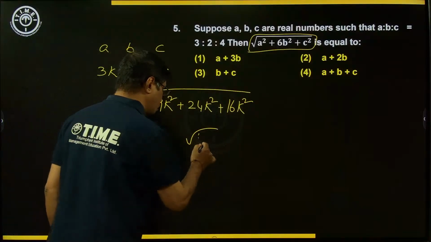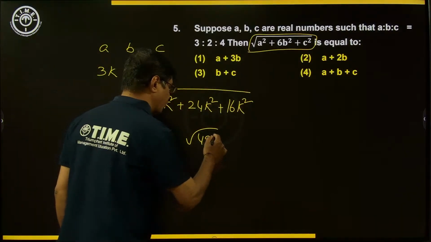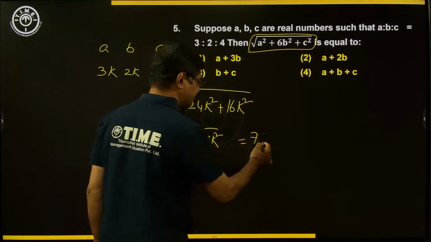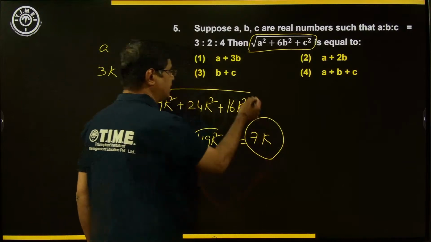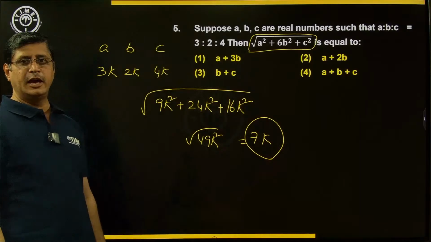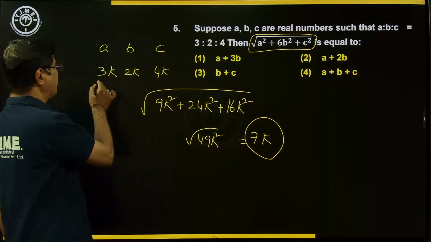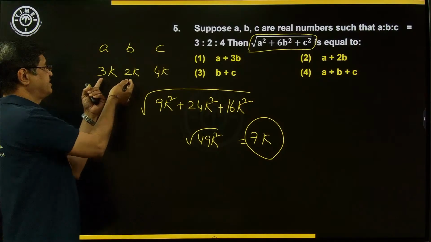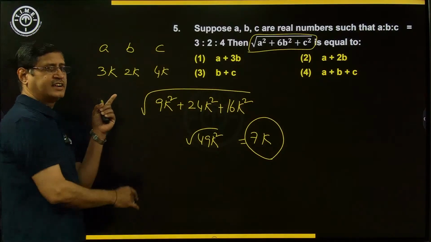Now square root of 49K square, what is the value here? That is 7K. Now 7K, just look at the options. A plus 3B. The value of A and 3B. 3 times of B, that is 6. 6 plus 3, 9. It is not satisfying.